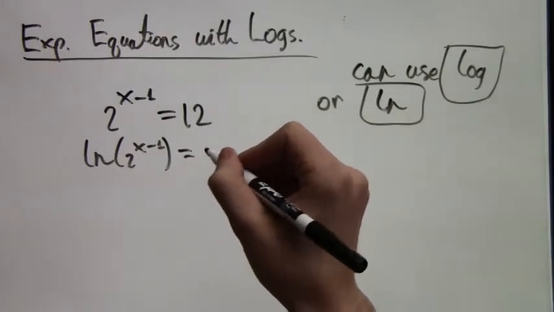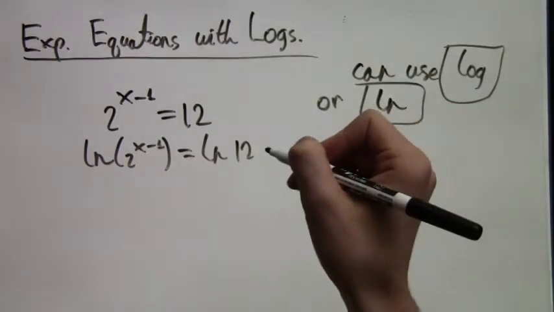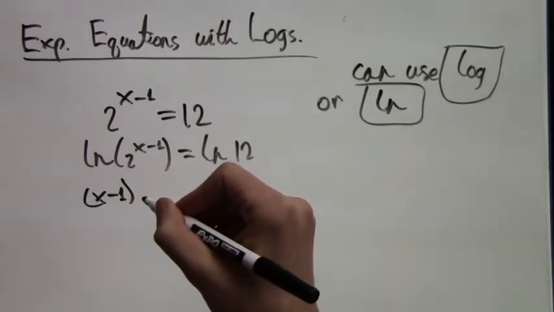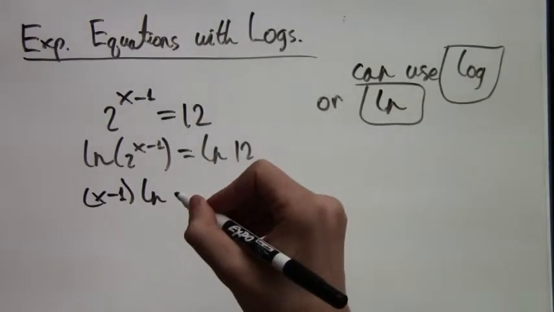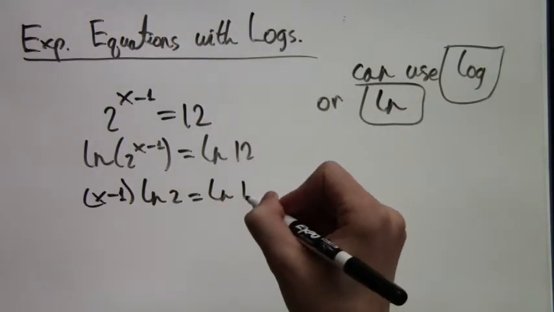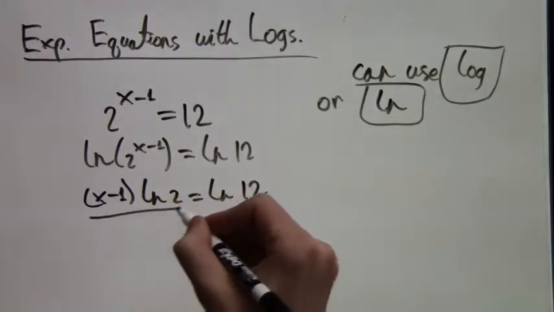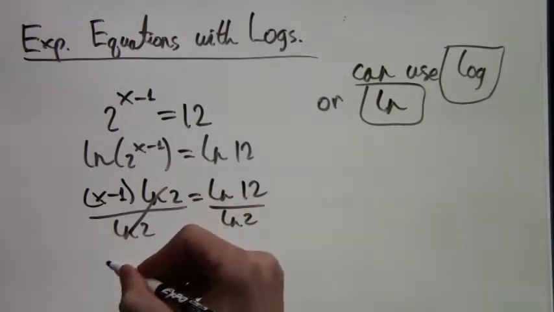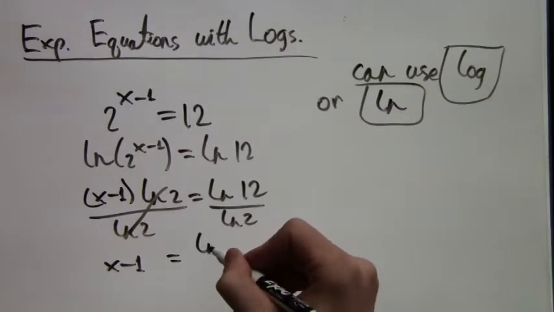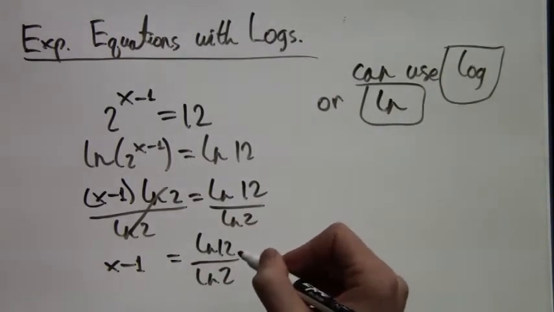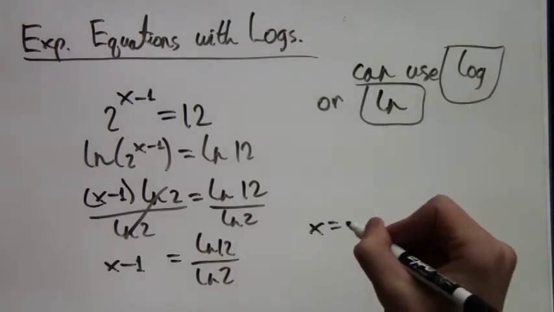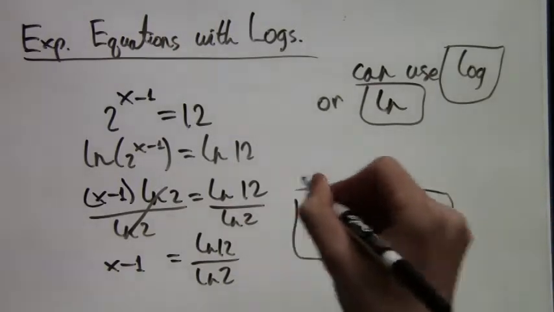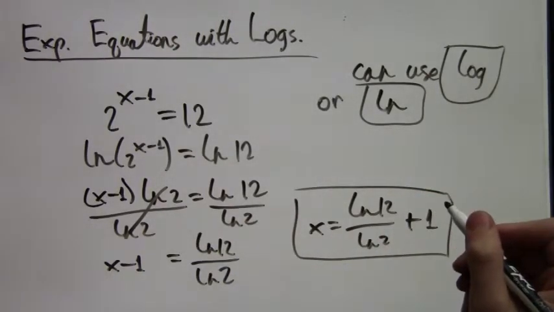The answer will work the same way, and you'll solve the exact same way, but it doesn't matter which logarithm you use. In any case, x minus 1 is the power, so we can pull it in front. So I get x minus 1 times the natural log of 2 equals the natural log of 12. Again, we divide by ln 2 on both sides. We get x minus 1 equals ln 12 over ln 2. To find x, all you have to do is add 1 to both sides. And we get natural log of 12 over natural log of 2, all plus 1. And that is the final answer.